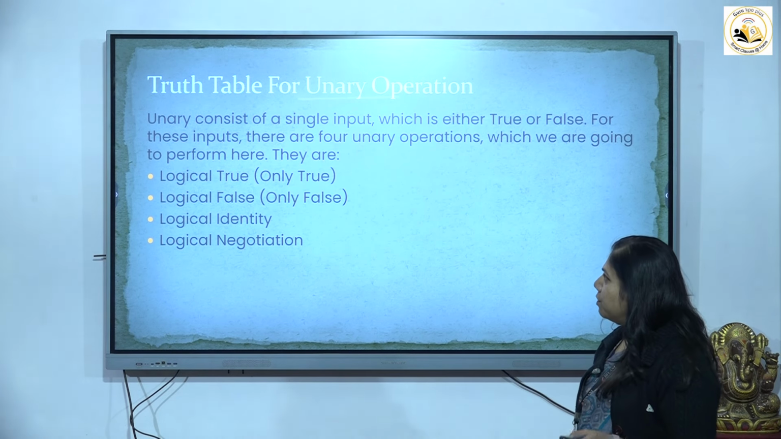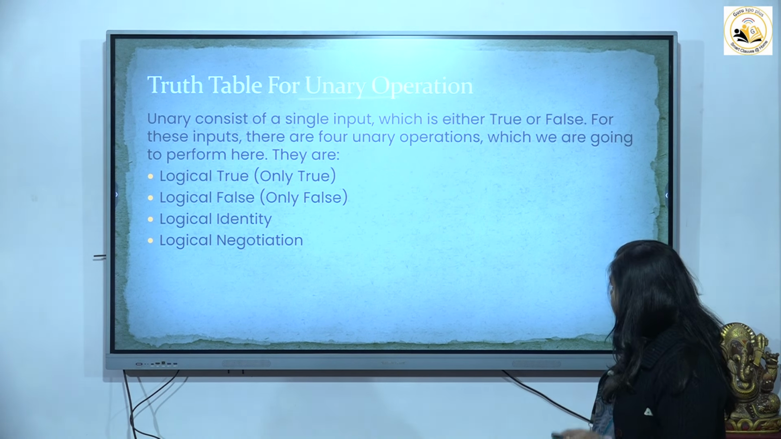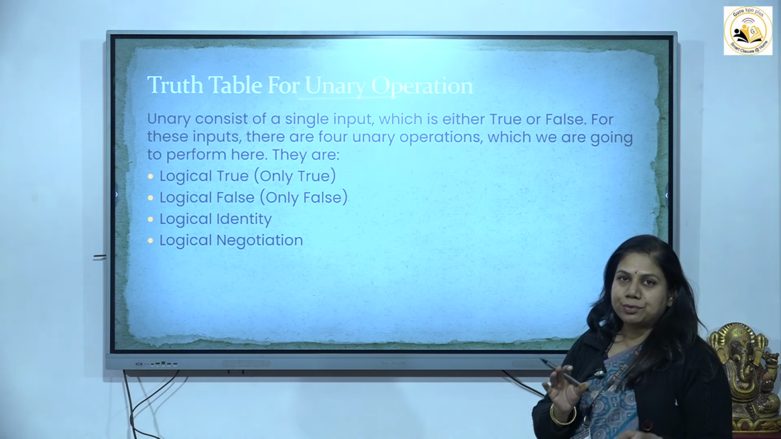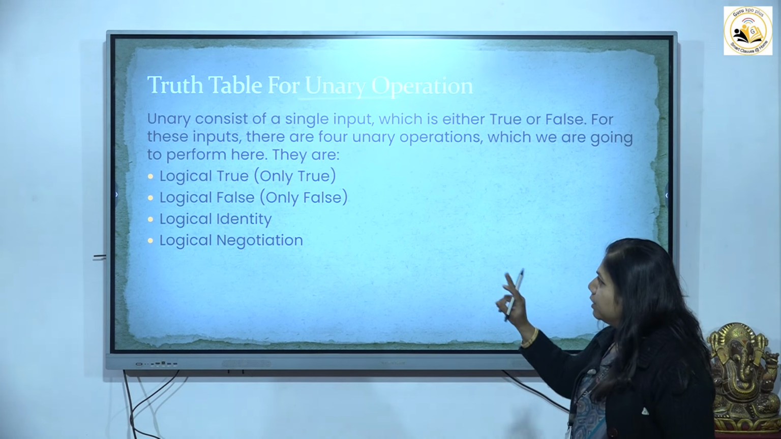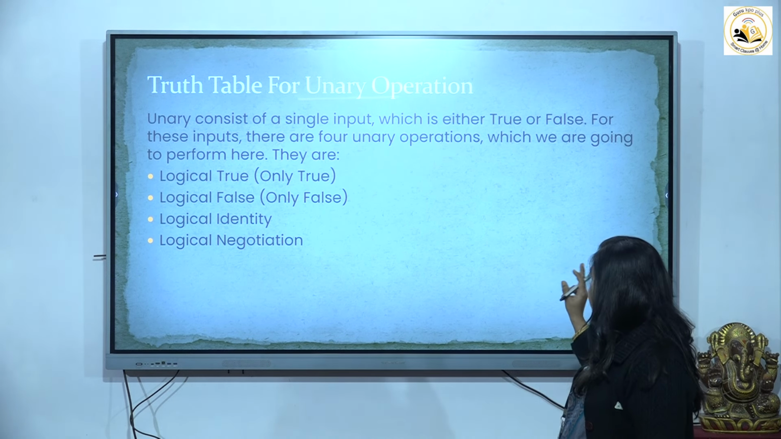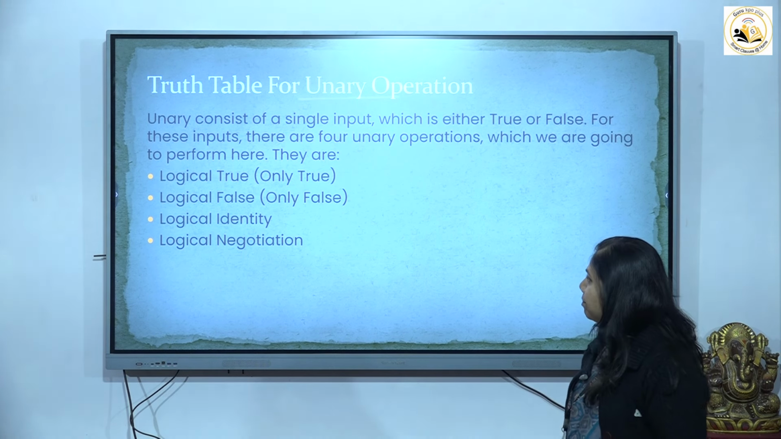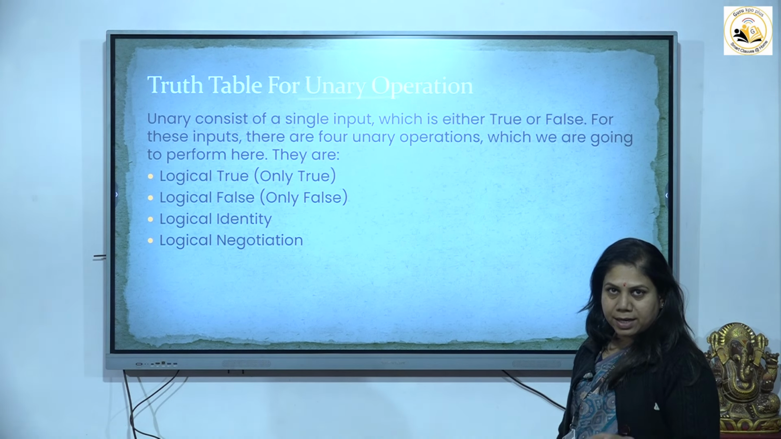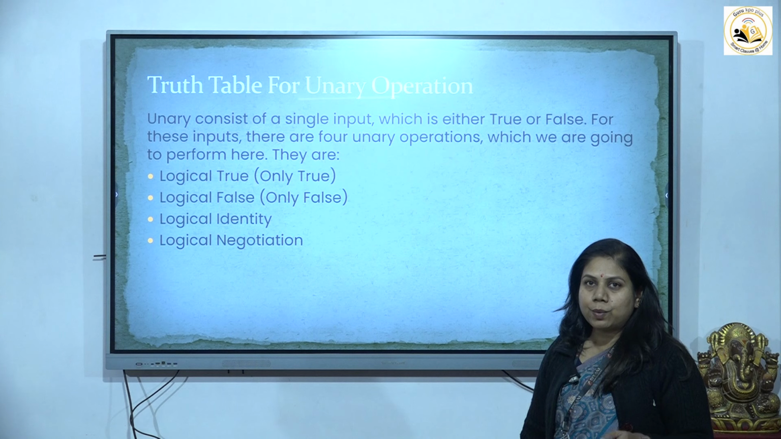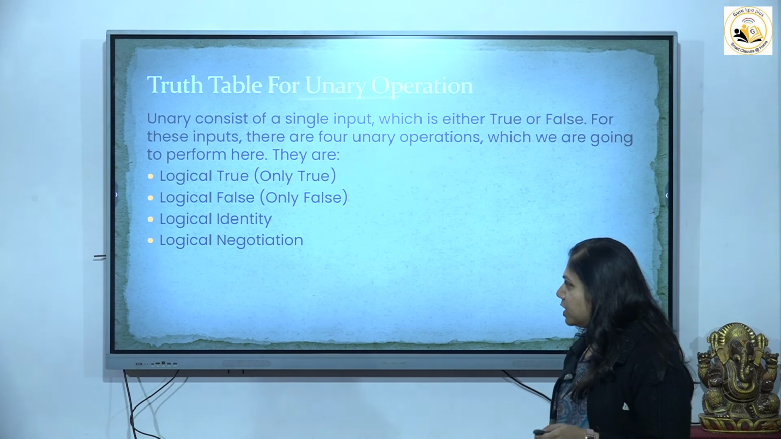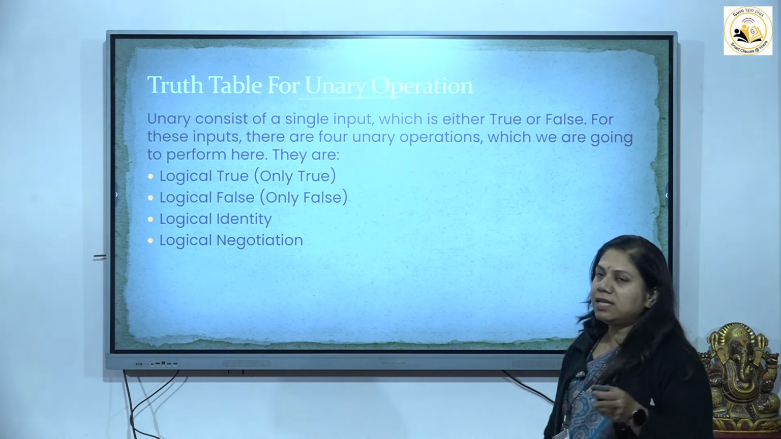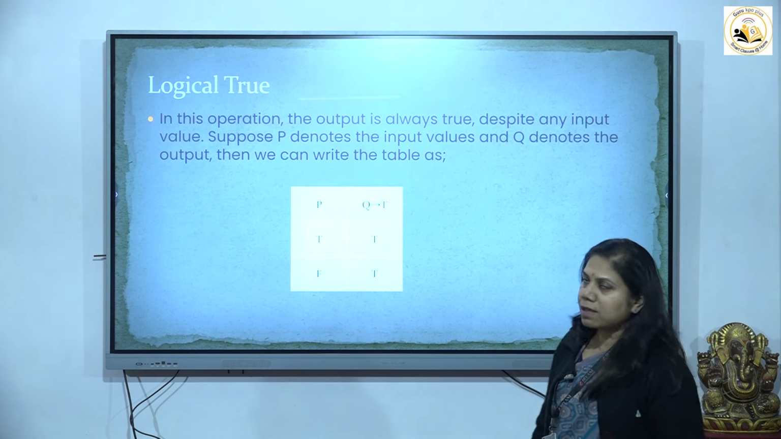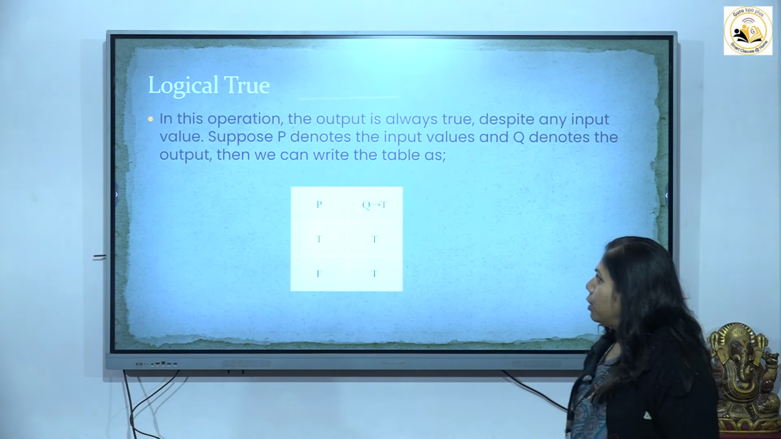Unary consists of a single input which is either true or false. Unary operations only give answers as true or false only. For these inputs, there are 4 unary operations which we are going to perform here. They are first logically true, only true values are here; with this, logically false, only false values are accepted; logically identity and logical negations, means only negative values for these. Now start with first, logical true.